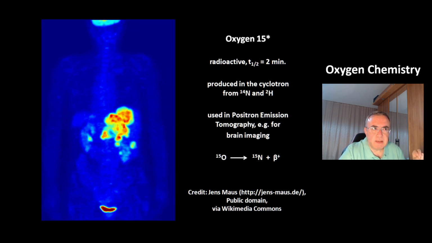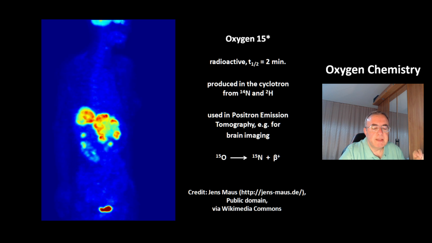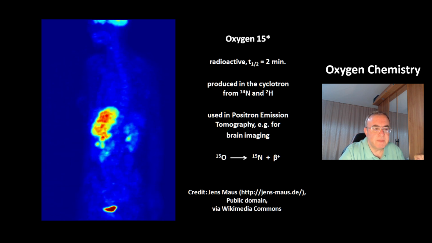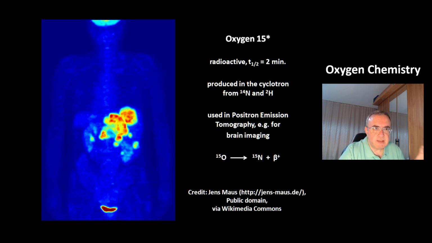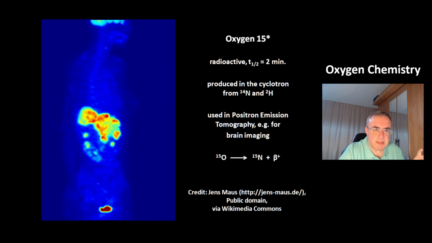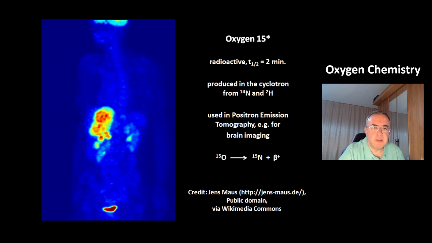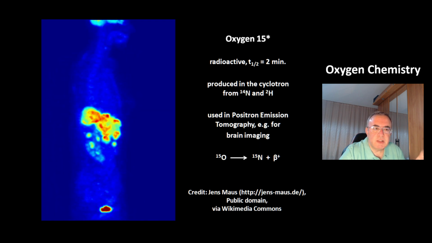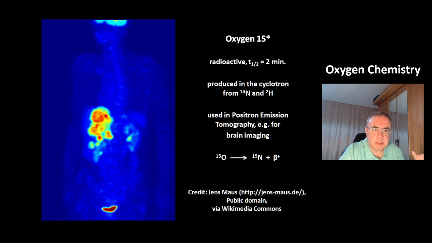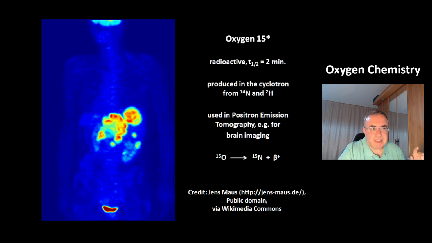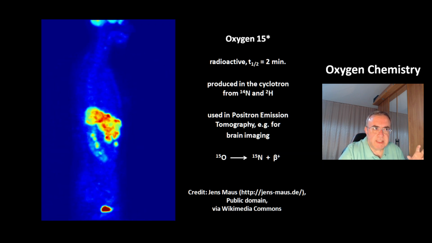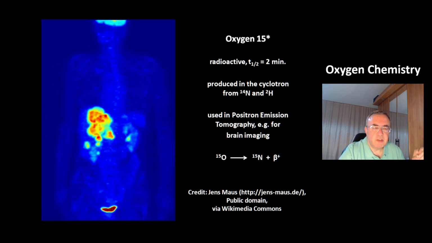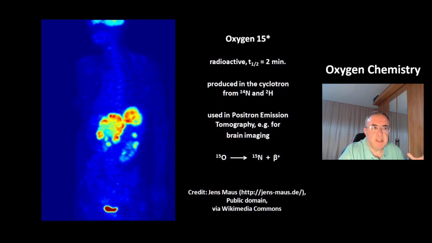The radioactive isotope oxygen-15 has a half-life of 2 minutes. It can be produced in the cyclotron by hitting nitrogen isotopes with deuterons. Deuterons are the nuclear cores of the isotope deuterium. And you can use oxygen-15 in the positron emission tomography, for example, for brain imaging.